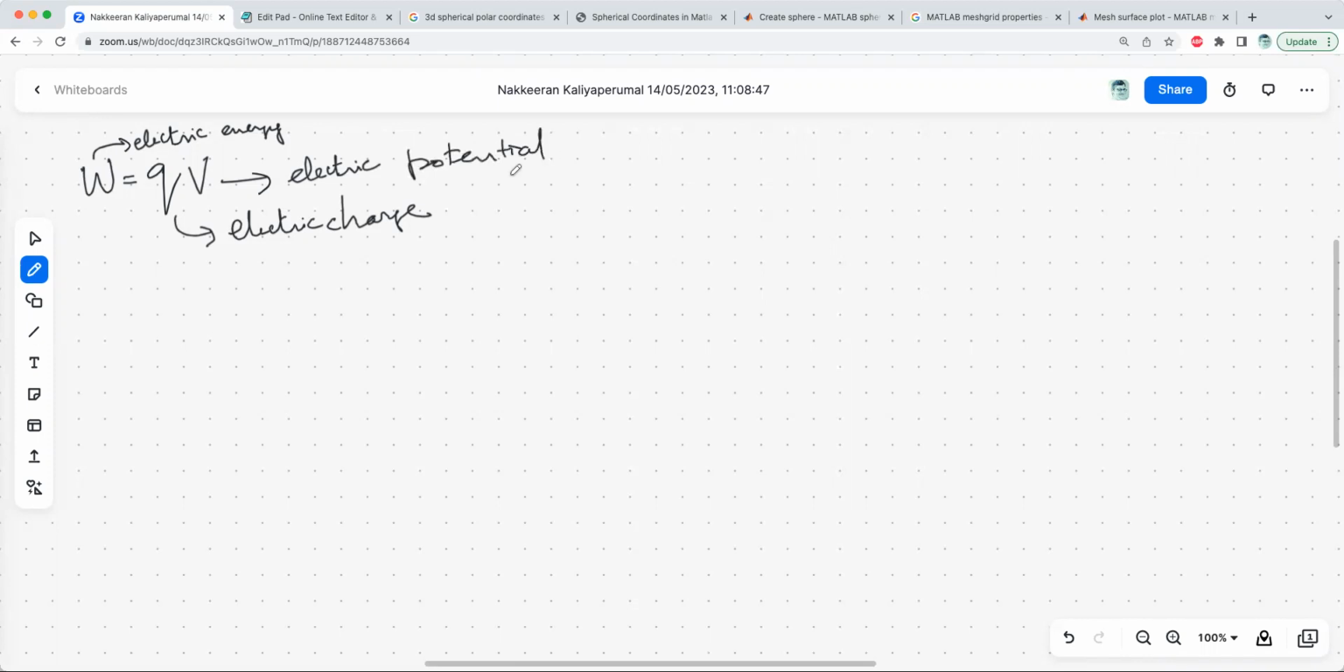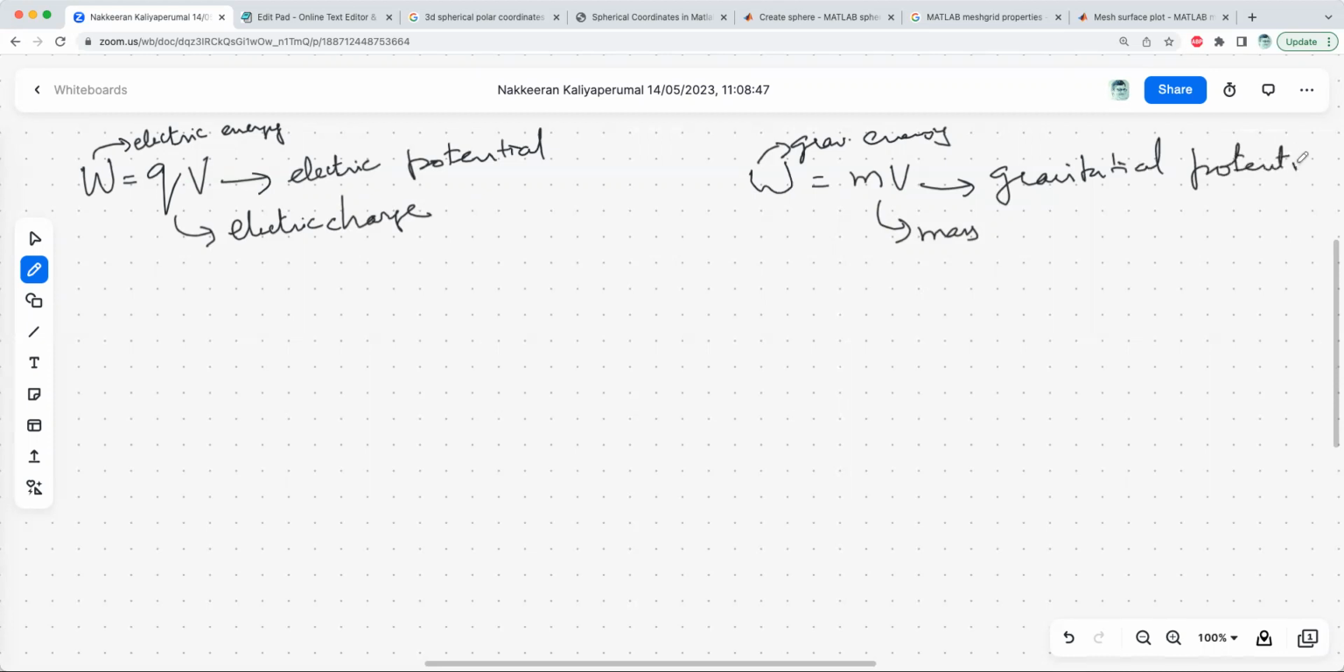So this will look the same on the other side. W equal to mV. So this will be the gravitational energy. And this is our mass. And this is our gravitational potential. So we should keep it quite handy, the potential on either side, what is the understanding.